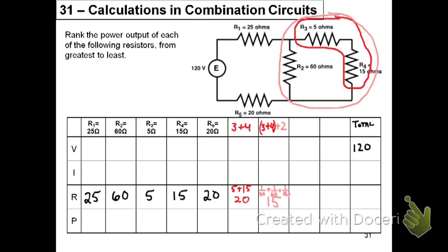Now we have resistor 1, the combination of resistors 2, 3, and 4, and resistor 5 all in series. So now we can simply add those as if they're all in a series circuit, which they are. We now take the 25 plus the 15 plus the 20, and we get an equivalent resistance of 60. So our total resistance within the circuit is now 60 ohms, which we can put here in our total column.